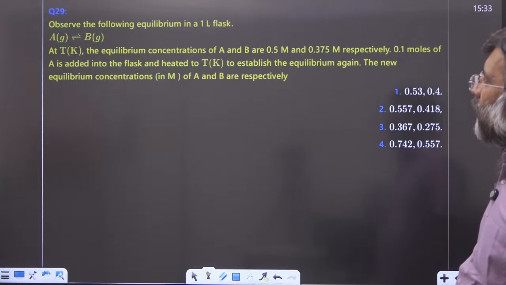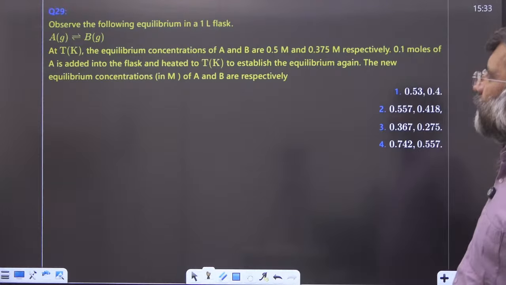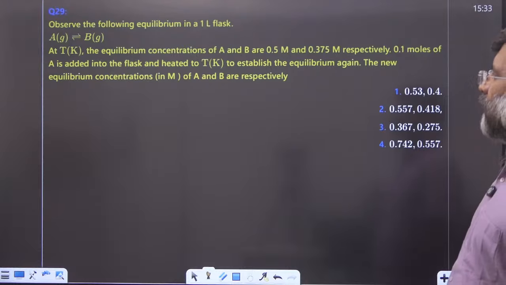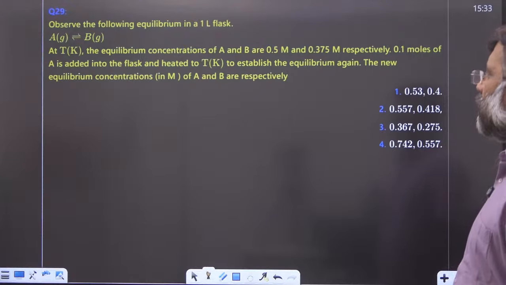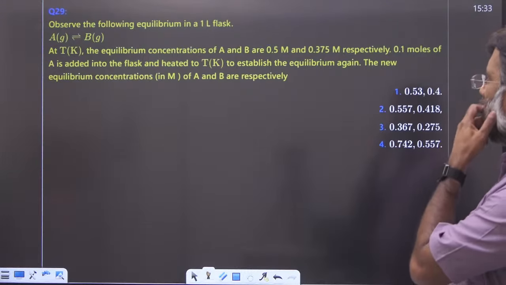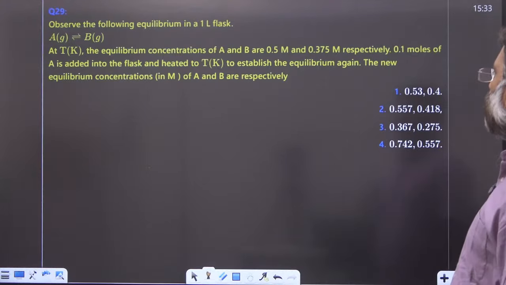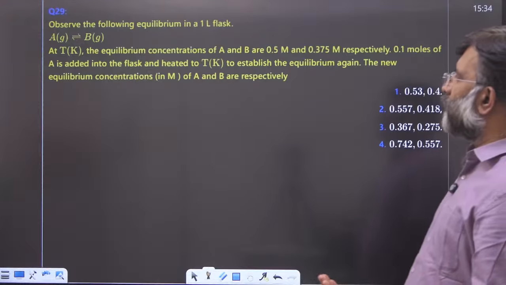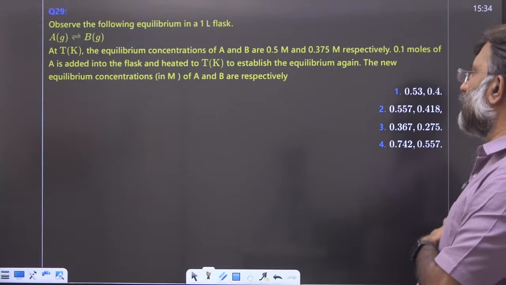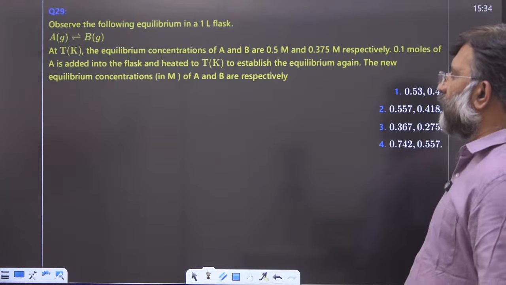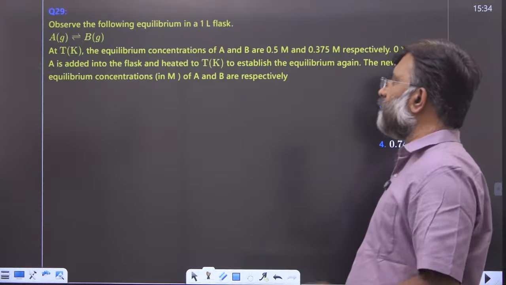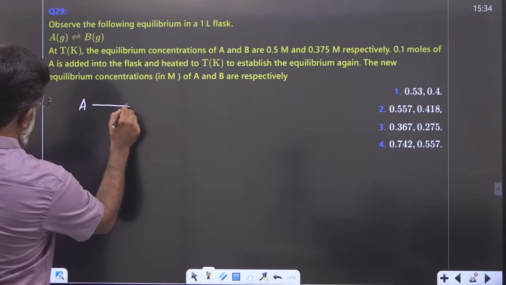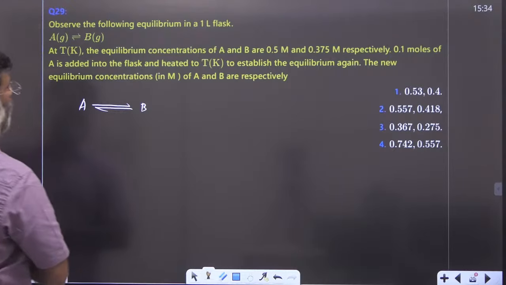Observe the following equilibrium in a 1 liter flask. A gas giving B gas. At T Kelvin, the equilibrium concentrations of A and B are 0.5 molar and 0.375 molar respectively. 0.1 mole A is added into the flask and heated to T Kelvin to establish equilibrium again. The new concentrations of A and B, respectively, is the question.